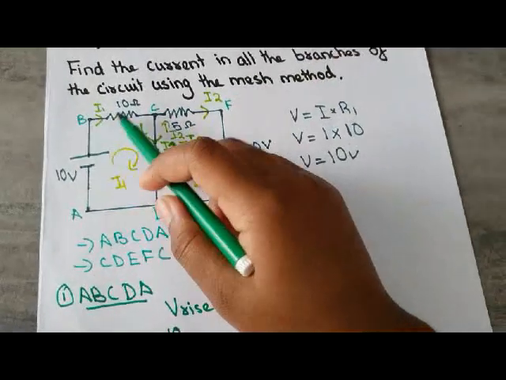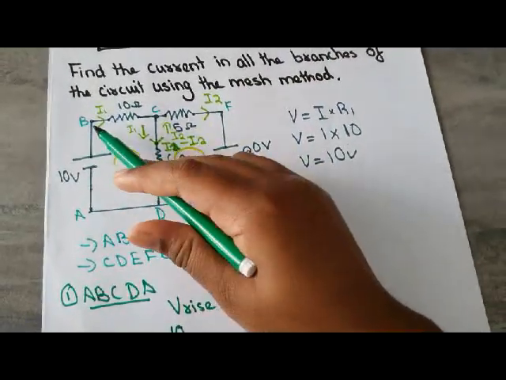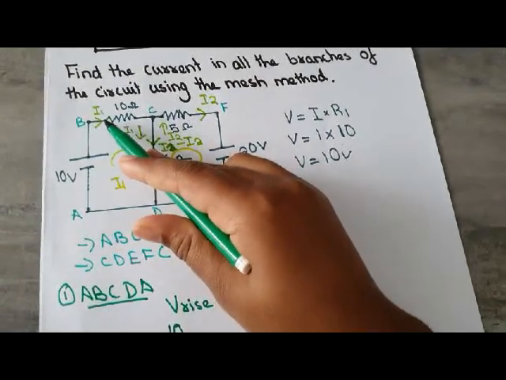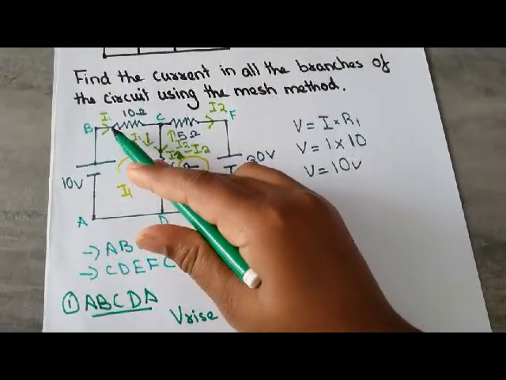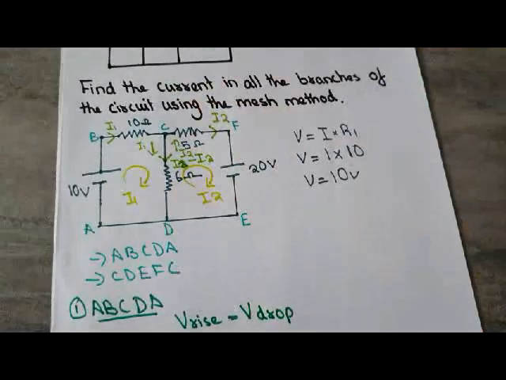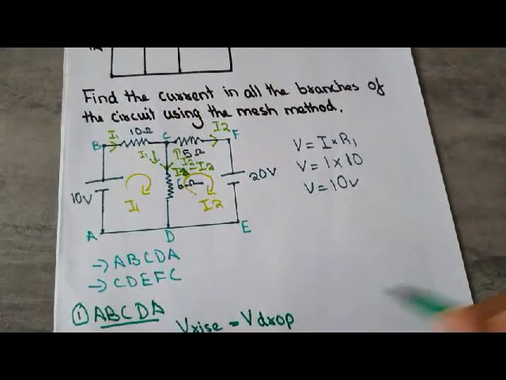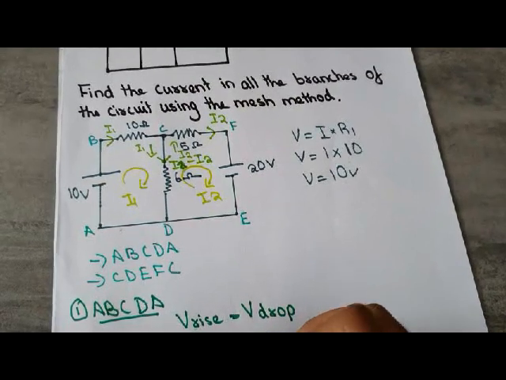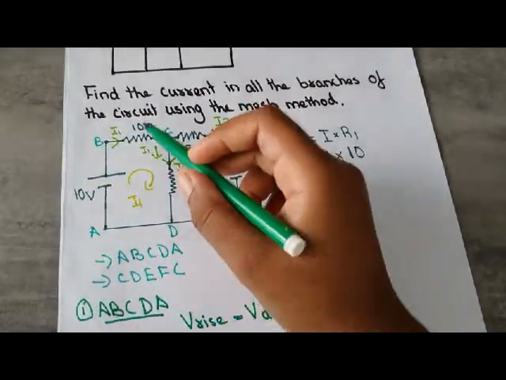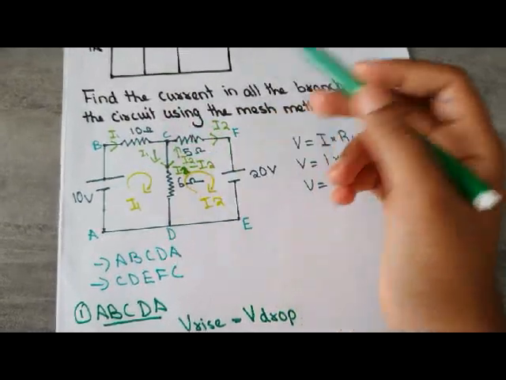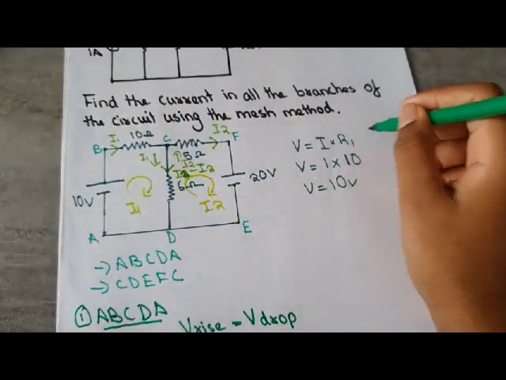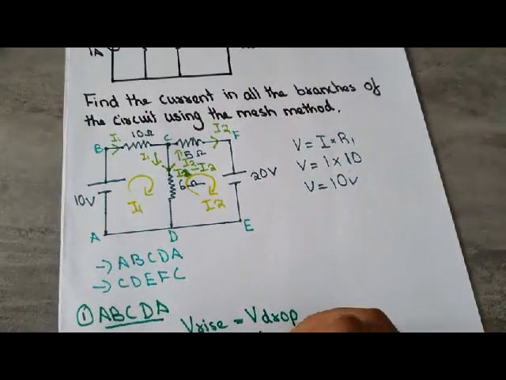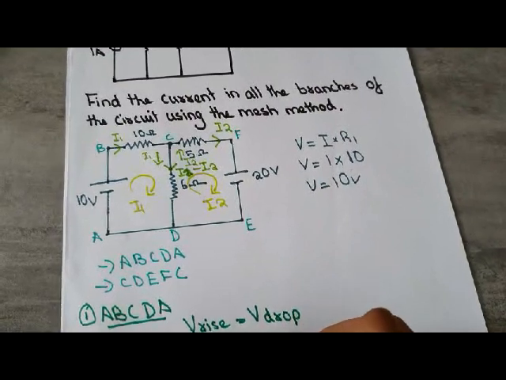Next, we've moved from B to C. B to C, we're moving along with the current I1. If you're moving along with the current I1, then we all know what it is. That is voltage drop. So, the voltage drop side, I'm going to write, the voltage will be 10 into I1, because V is equal to I into R. So, it will be 10 I1.